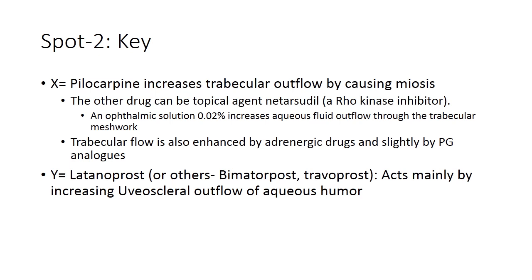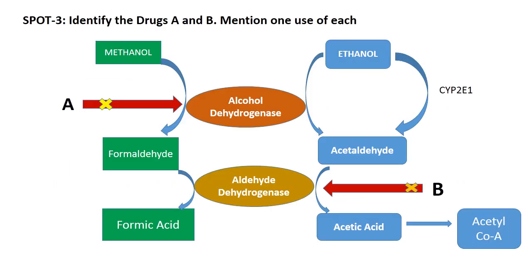Pilocarpine is infrequently used today. There are many other drugs available. Trabecular flow is also enhanced by many other drugs, particularly adrenergic agonists and apraclonidine, and is also enhanced slightly only by prostaglandin analogs. Y drug is a prostaglandin analog, latanoprost, bimatoprost, travoprost. Now these drugs act mainly by increasing uveoscleral flow of the aqueous humor.